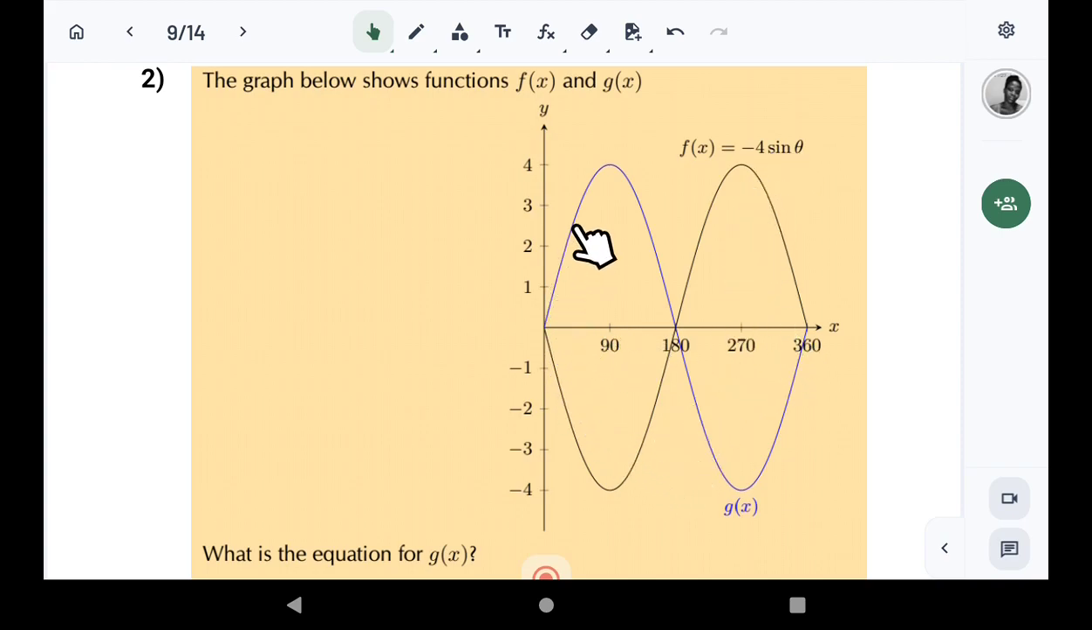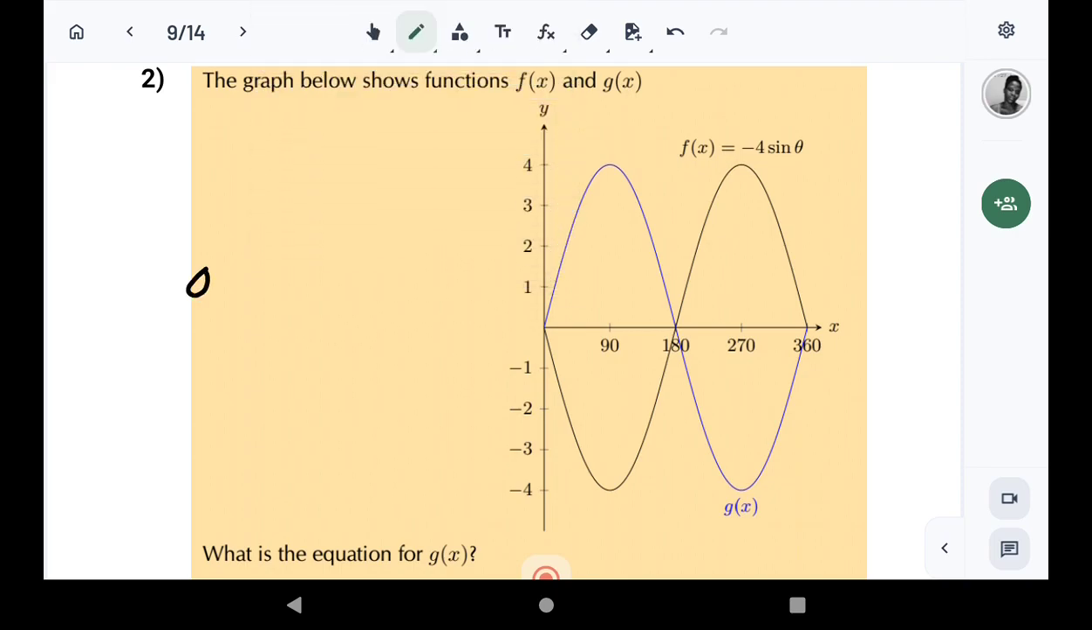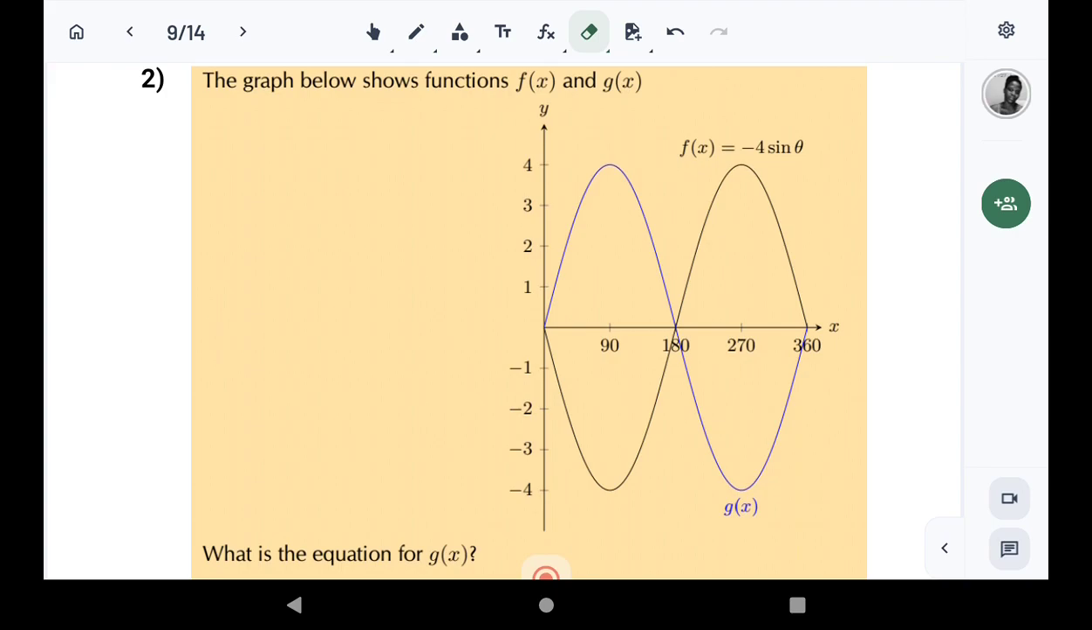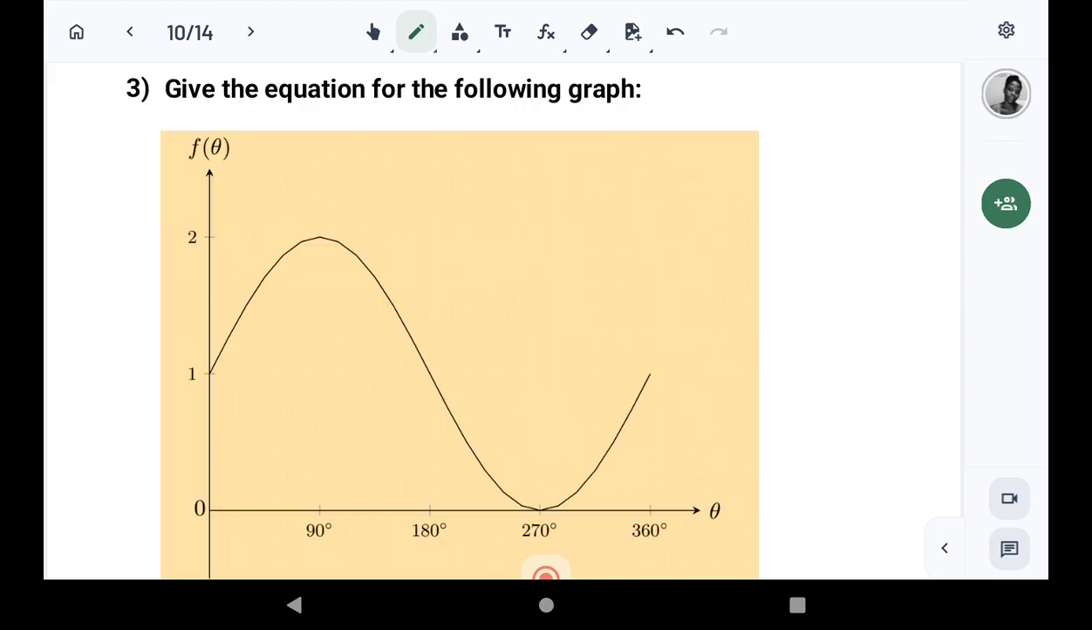Now this one is simply flipped upside down from the original graph, so that means this one will have a positive 4 sine theta. Therefore g of x is equal to 4 sine theta. Easy peasy. Next question.